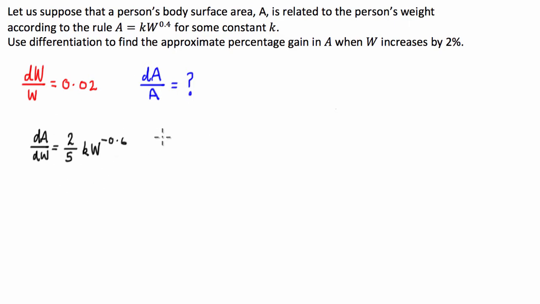Cool. So we're going to rearrange this a little bit to make our algebra easier later on in the question. I'm going to keep the K in the numerator and take the W to the denominator, and I have 2K over 5W to the power of 0.6. Great. Now that's what dA over dW is equal to.